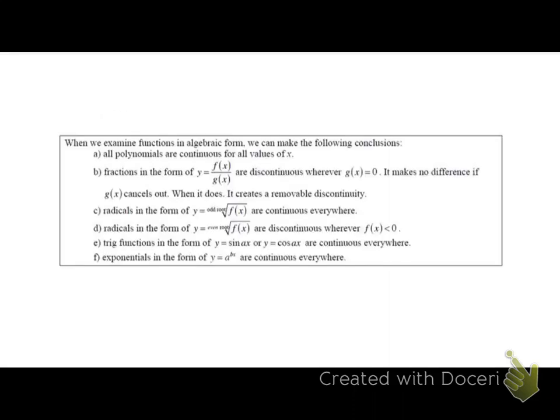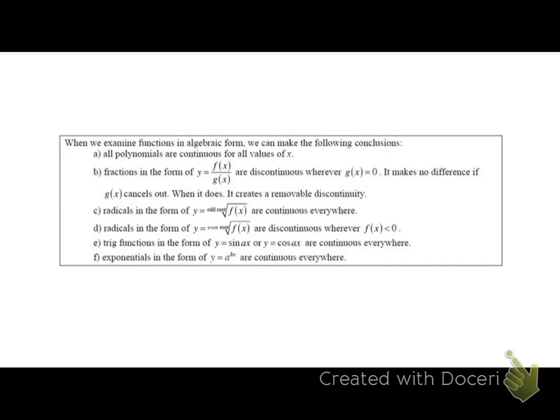If you look at this table, and this is in your notes, it's a summary of all of the types of functions and where they're continuous and where they're not. First, all polynomials are continuous for all values of x. We don't have to worry about polynomials. Remember that a fraction is only not continuous where the denominator equals 0. That's important. If it cancels, it creates a hole. If it does not cancel, it makes an asymptote. Either way, it's not continuous.